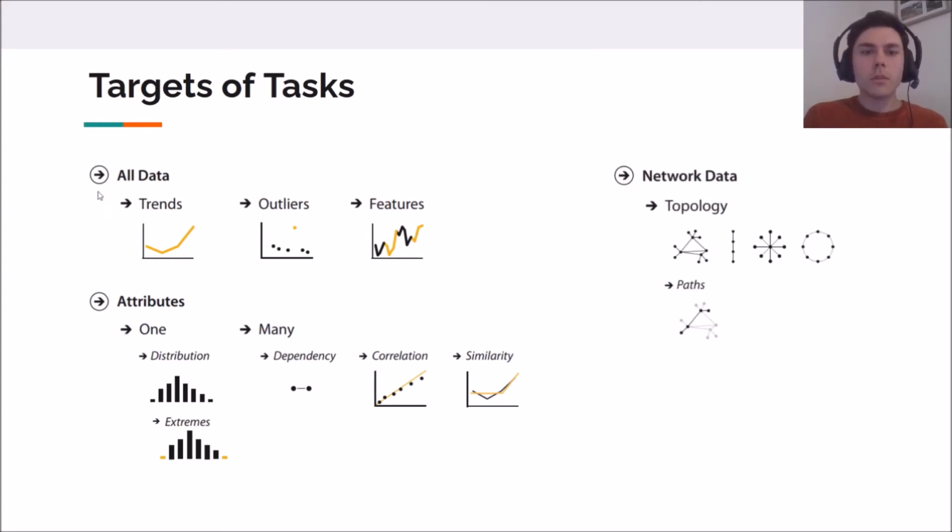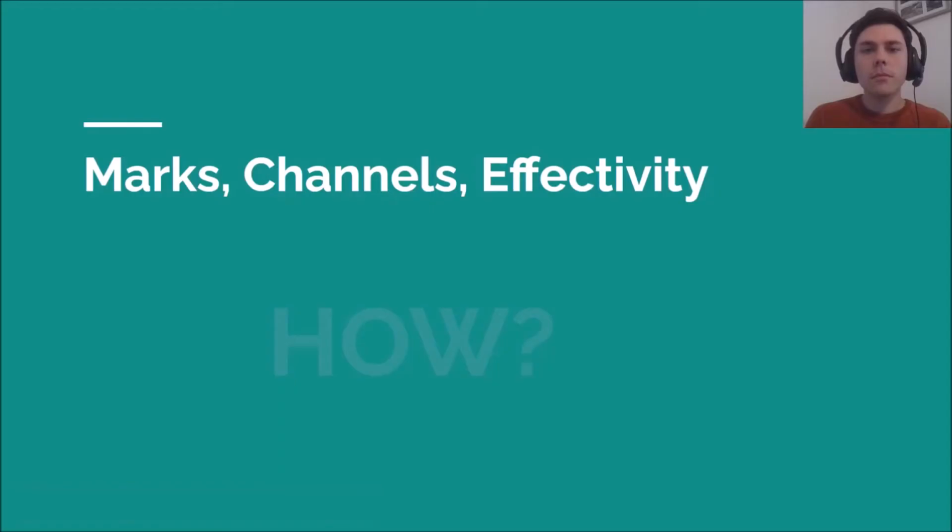Now, this is true mostly for numerical attributes. For network data, tasks, just as we saw in the Game of Thrones example, would be to explore, analyze the topology or different paths through the network. Finally, for spatial data, a typical task would be to analyze the shape of an object that results from your spatial data.